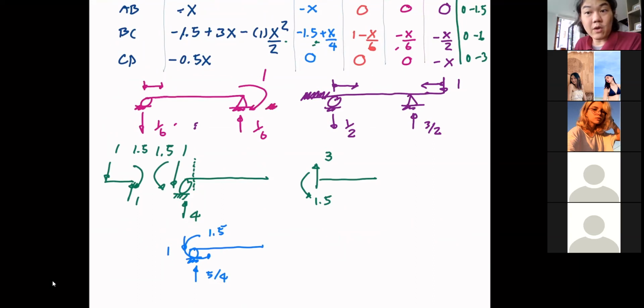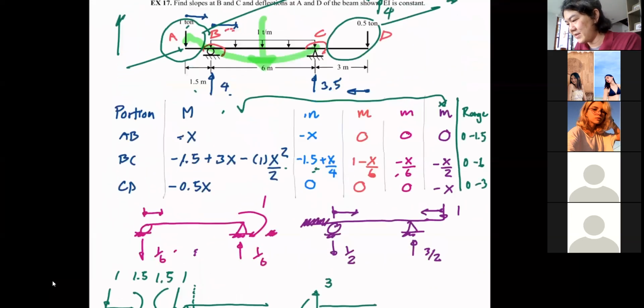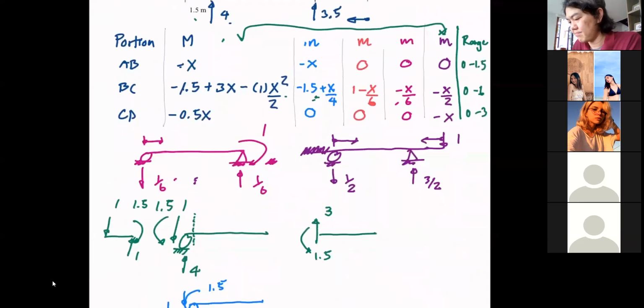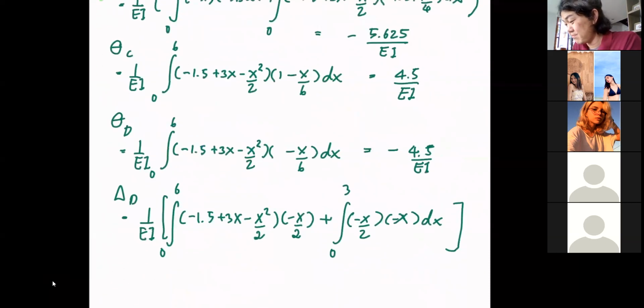The clockwise unit moment, but we got the negative value. So it means that our rotation at C is in fact going in this direction. See, just like the deflected shape. Okay. And the last one, we have minus 9 over EI. Again, negative value.